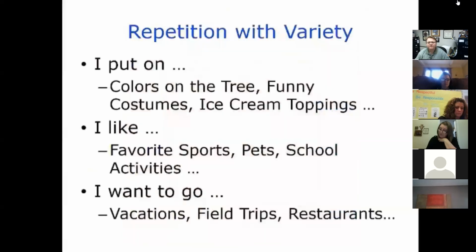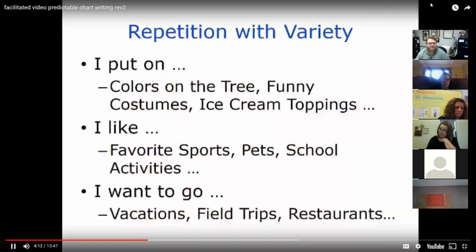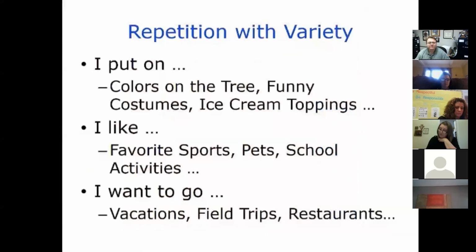In selecting the topics and stems for the chart, be creative. There are thousands of topics that could support emphasizing core vocabulary in sentence stems, providing the repetition with variety that we know is so important. Let's take a look at a few examples.